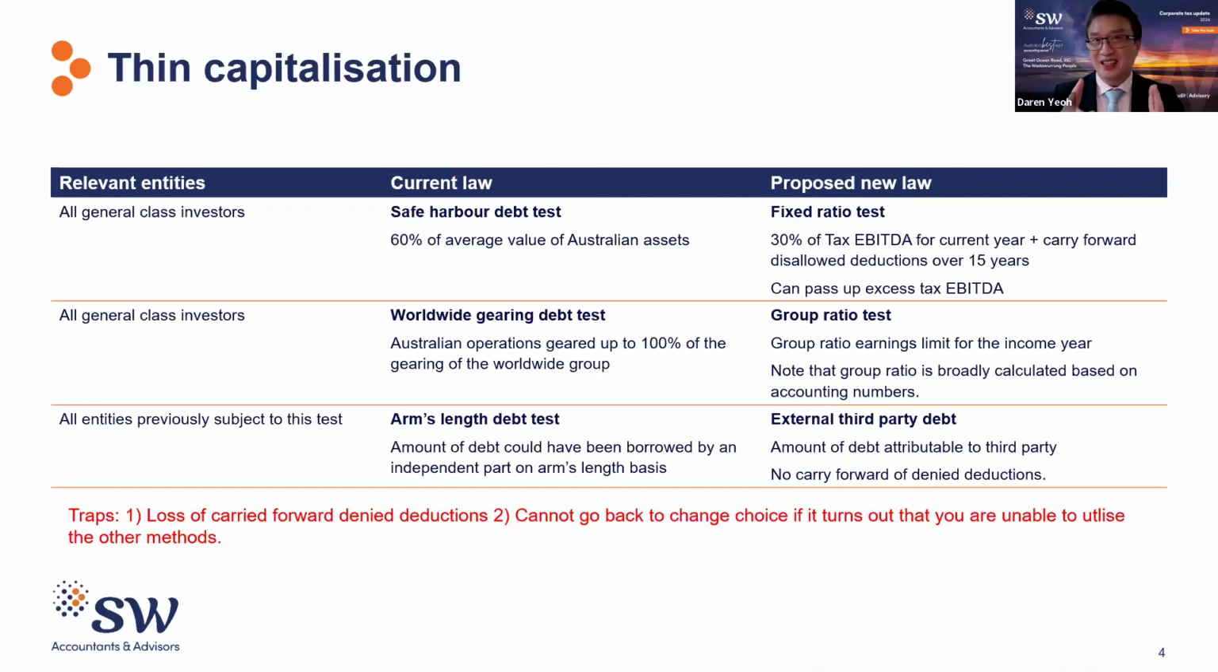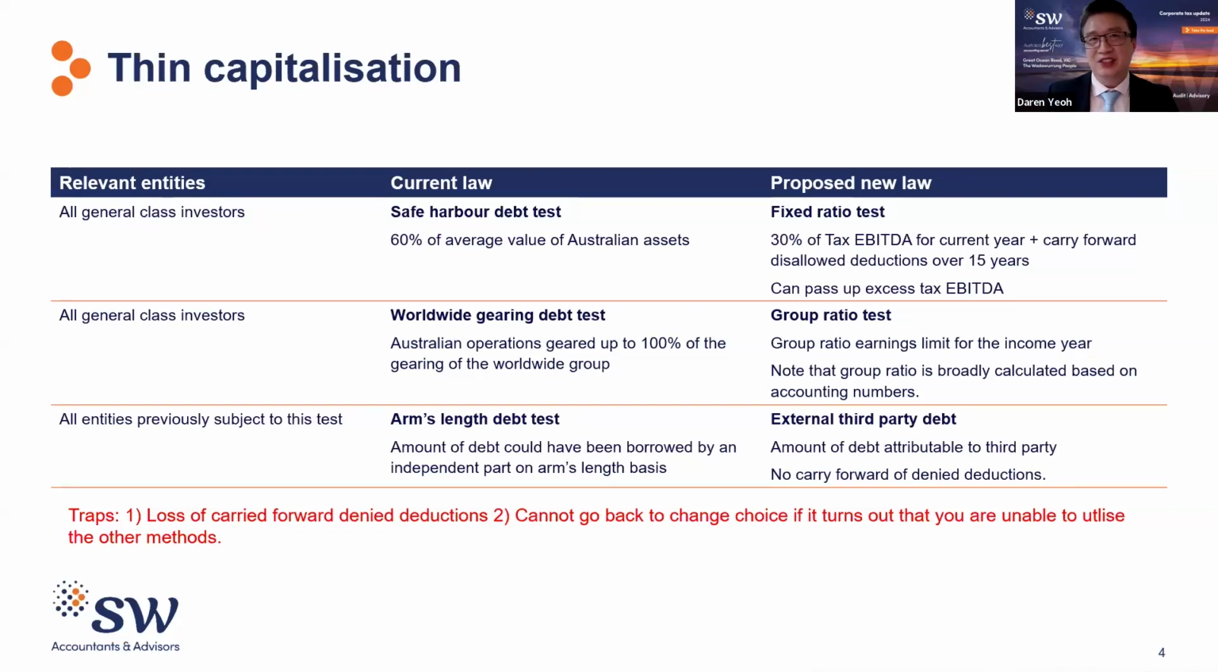There are two recent changes which are very positive. One is that if you have denied deductions, you can carry forward those denied deductions for 15 years, provided that you meet certain conditions, including a modified court test. But we'll talk about some traps in relation to this shortly.